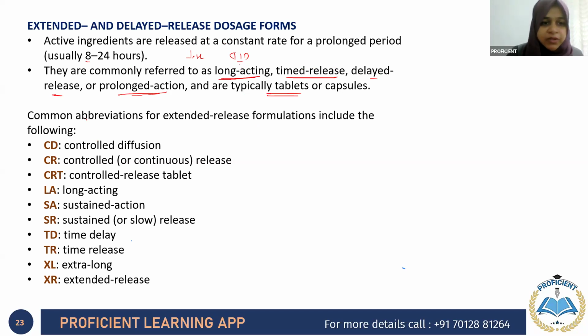So, what are the abbreviations that are commonly used for extended release? We use CD, which is controlled diffusion. CR, controlled release. Okay, CRT, controlled release tablets. LA, long acting. SA, sustained action. SR, you might have seen in tablets, SR written, right? Sustained release. TD, timed delay. TR, time release. XL, extra long. XR, extended release. So all these are the same thing, right? These are the different terms that are used.